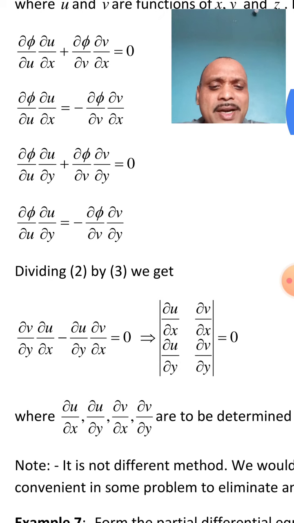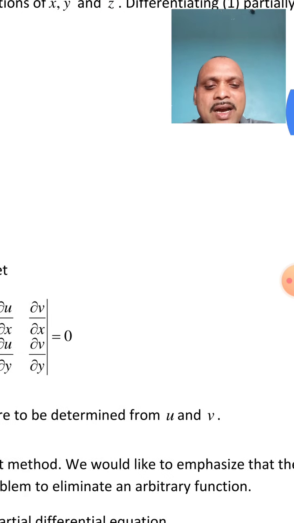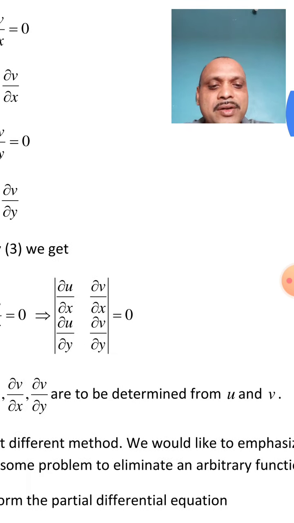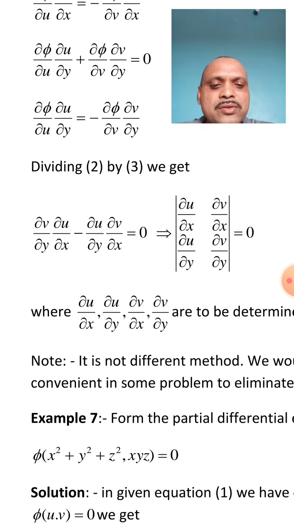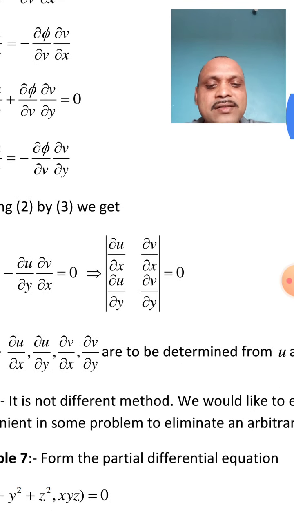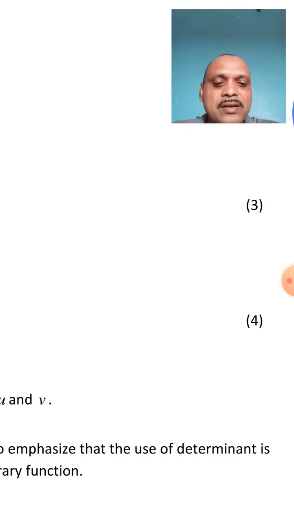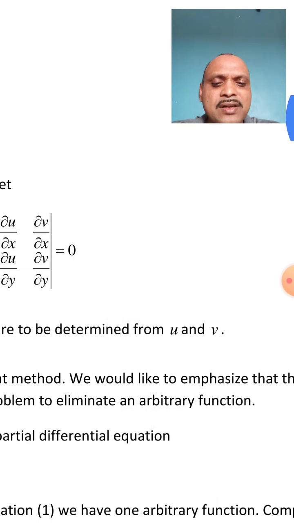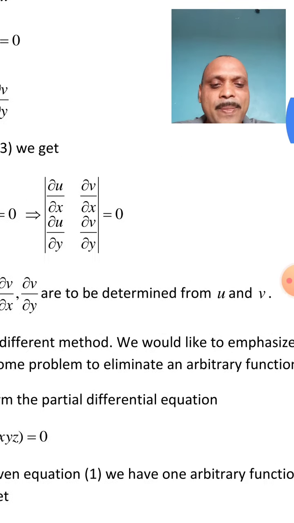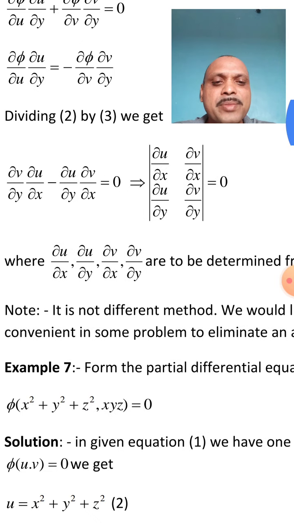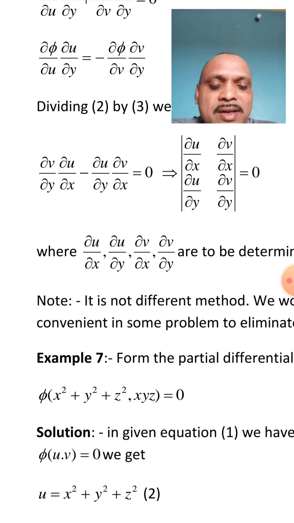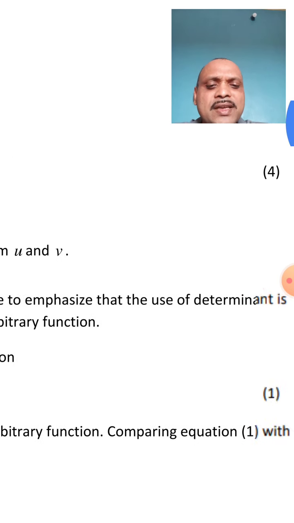Here del u by del x, del u by del y, del v by del x and del v by del y are to be determined from u and v. So note that this is not a different method from the one we have seen in the previous video, where we have eliminated the arbitrary function, but this is a quite simple method. So remember this determinant, memorize this, it is useful, and we can easily eliminate the function phi. So let us see the example.